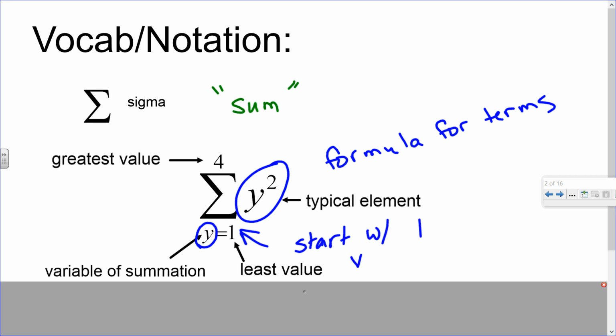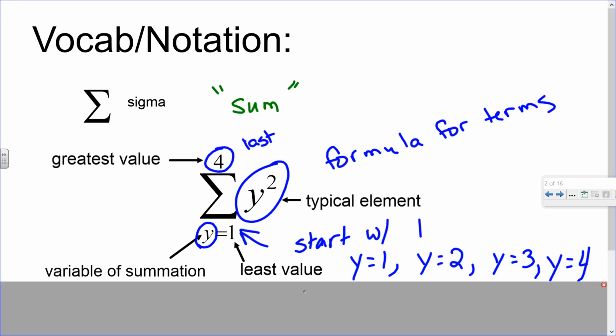So you substitute in y equals 1, then you substitute in y equals 2, then you substitute in y equals 3, then you substitute y equals 4. You keep going until you get to the top number. So this is the last one that you substitute in.